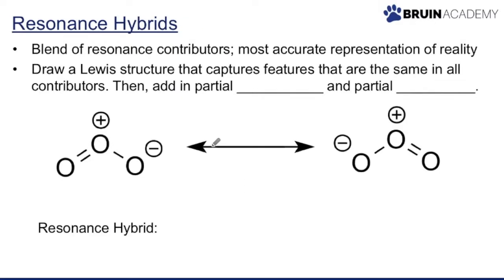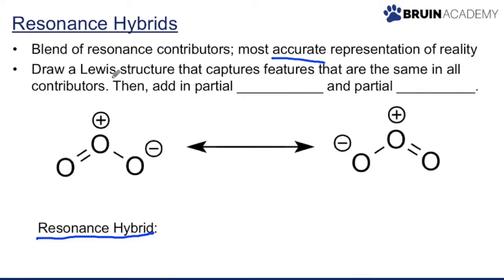So what's the point of drawing all of these resonance contributors? It's really just for us to understand what the actual structure looks like and to get an idea of what the resonance hybrid is. And that's basically an average or blend of all the resonance contributors that we've drawn. And it's also the most accurate representation of what the molecule really looks like.